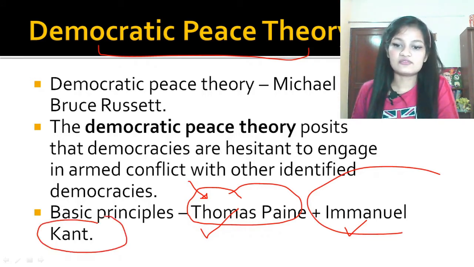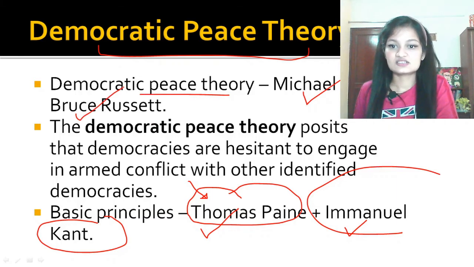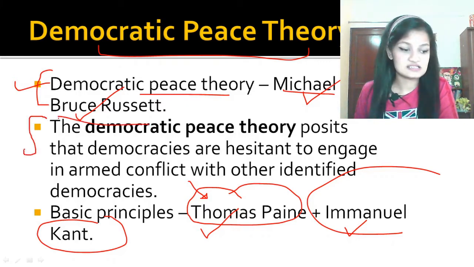But when we talk about thinkers who talked about this theory, then we will talk about Michael Doyle and Bruce Russett. So this sometimes is asked: who were the key thinkers? So you have to say Michael Doyle and Bruce Russett. It's very simple to understand this.